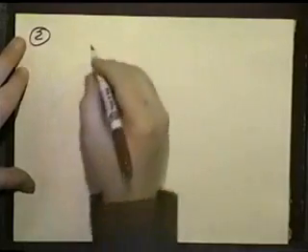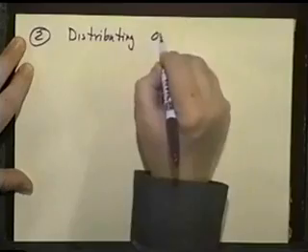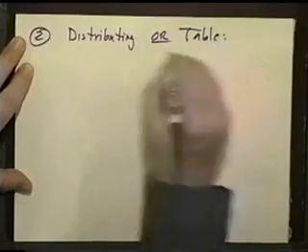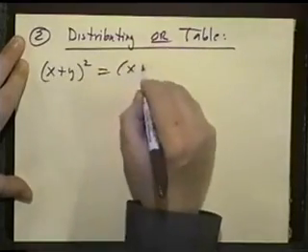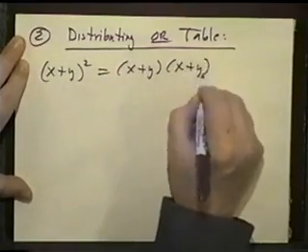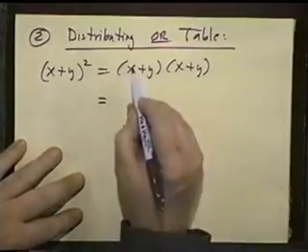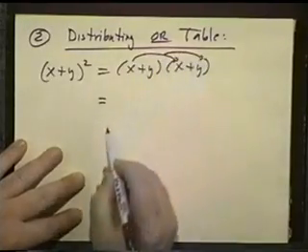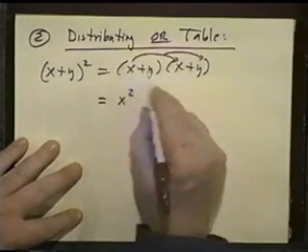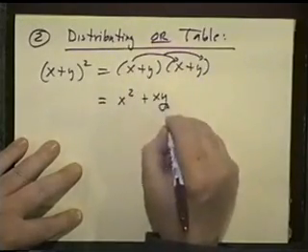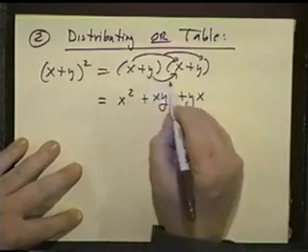Argument number 2. Using distributing or the table method, I will take (x plus y) squared, which is (x plus y) times (x plus y), and multiply it out. Now this is so simple it doesn't matter which way you do it. Take the x, multiply it by each of the things in the other one, and then add. So we'll have x times x is x squared. That's the first two. x times y is x times y. Then we do y times x, and then y times y.